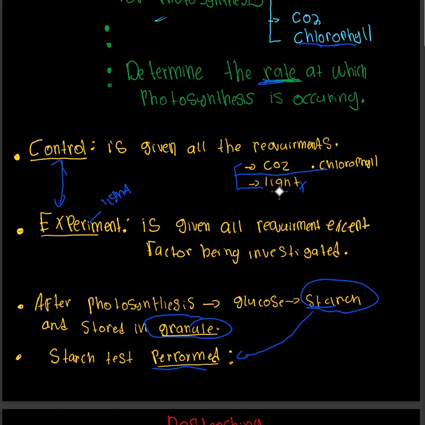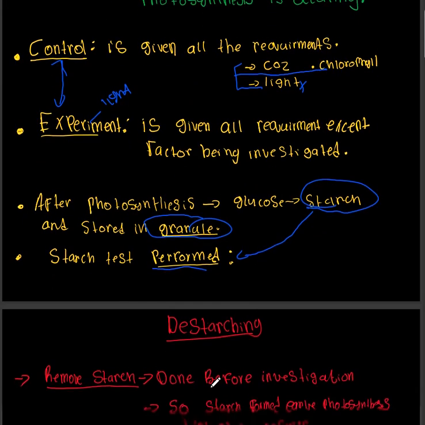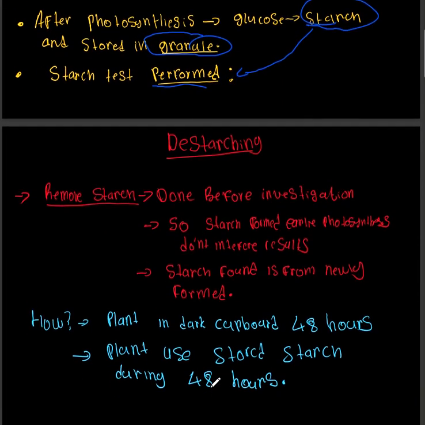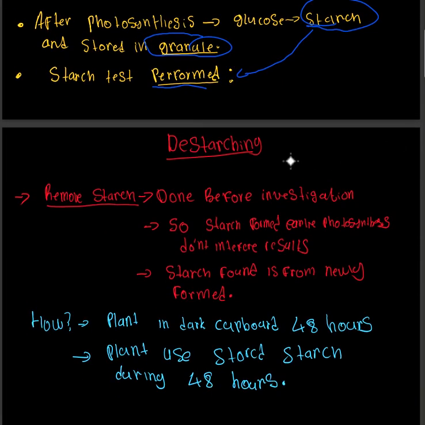If there is no chlorophyll, and we find out that the starch was formed even when there's no chlorophyll, it means photosynthesis can take place even without the chlorophyll, because the starch was formed.